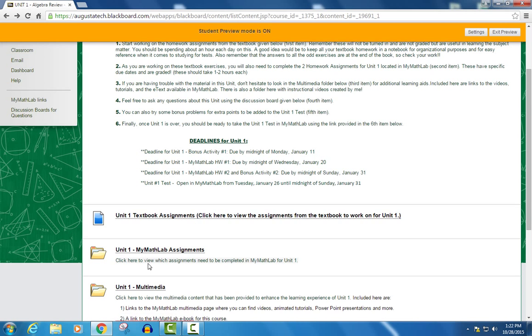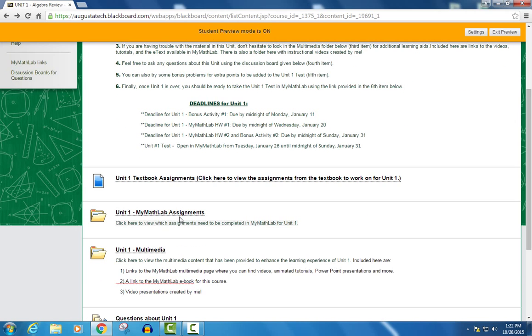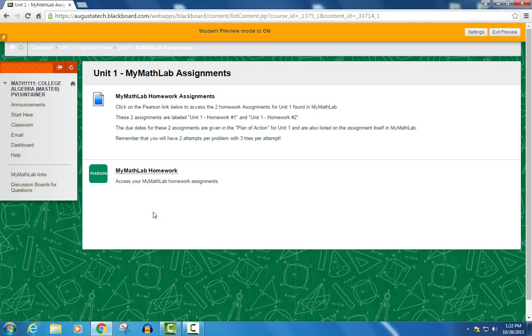The next thing is a folder labeled My Math Lab Assignments, and these are assignments that will be graded. These are each unit, clicking on this, comes with 2 My Math Lab homework assignments. In this particular unit, the 2 assignments are labeled Unit 1, Homework 1, and Unit 1, Homework 2. For Unit 2, it would be Unit 2, Homework 1, and Unit 2, Homework 2, and so forth and so on. And they have very specific due dates, which are listed in the plan of action.